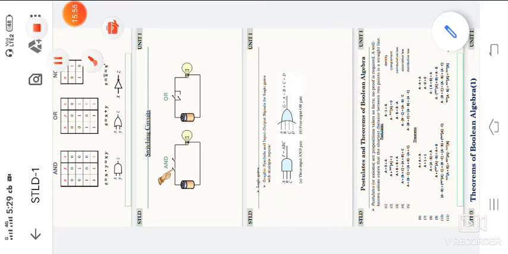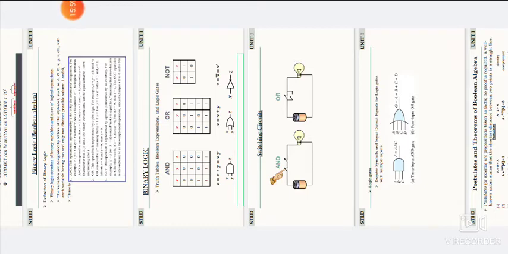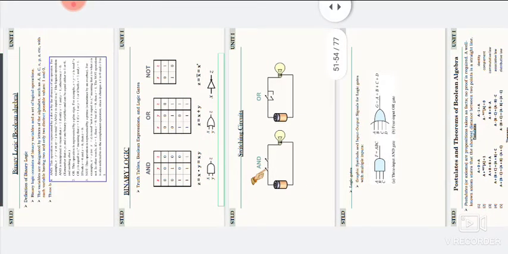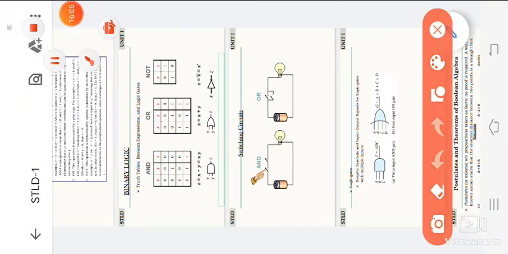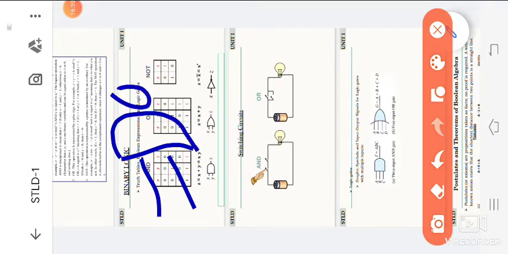Next one, NAND and NOR gates are also there. This is the NAND gate circuit diagram. You have observed, this is the AND gate. This is the NAND gate.